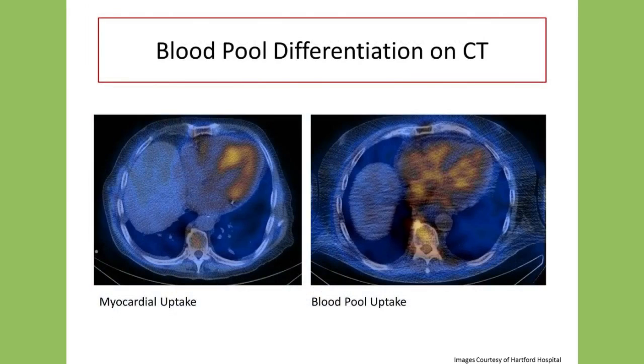So really looking at how to do the differentiation between blood pool and myocardial uptake is looking at the SPECT CT. On the left is the myocardial uptake, and on the right is the blood pool uptake. You can start to see the clear differences with having the CT and how we're able to determine whether or not this is true myocardial uptake versus just in the blood pool.